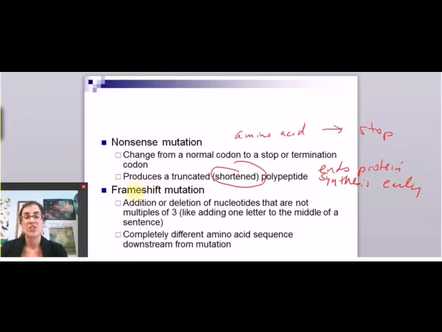And then frameshift mutations we talked about already. Let's remind ourselves that it's additions and deletions that cause the frameshift, and then frameshift mutations will cause something called extensive missense. So you don't just get one amino acid that's wrong, you get the whole sequence that's wrong because the reading frame is completely altered. So extensive missense means many amino acids are different.